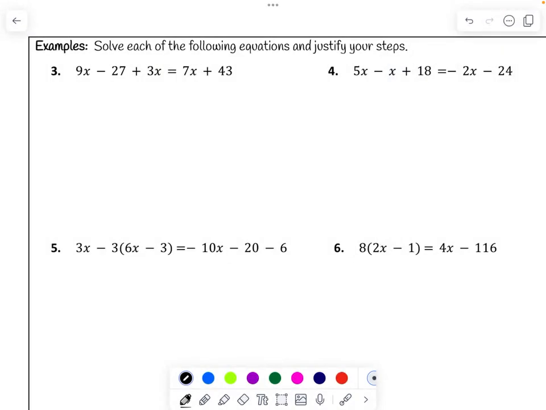All right, in this video, I'm going to do a few more examples for you. So let's do number 3. Write your steps out if it helps you. Okay? Numbers solve. All right, do I have distributive?